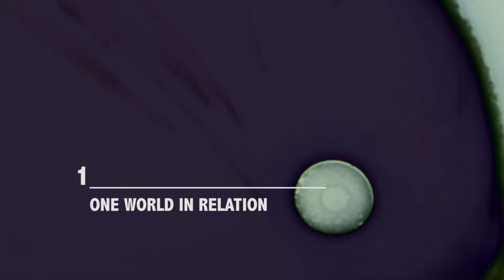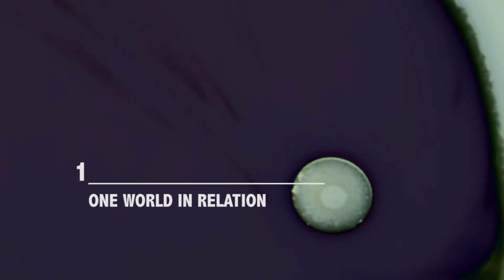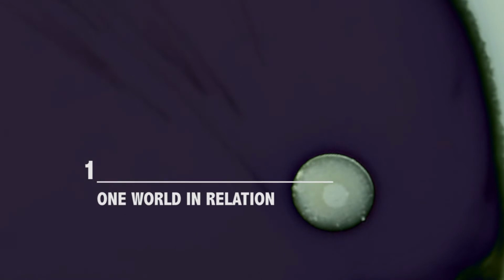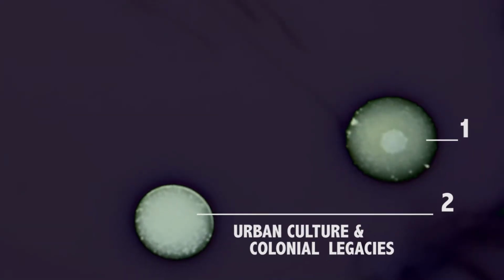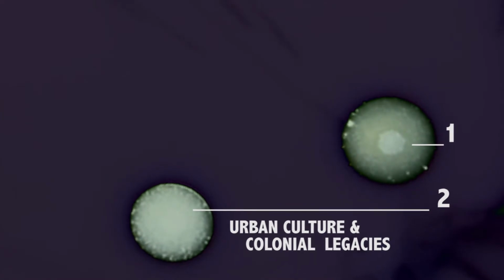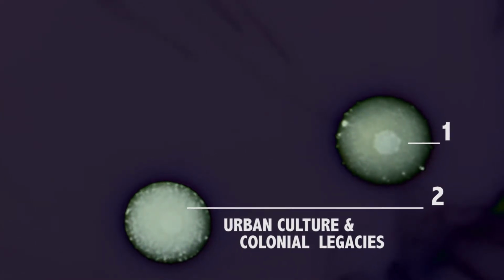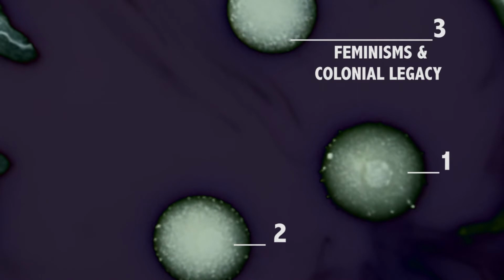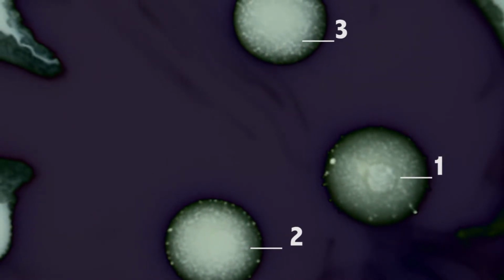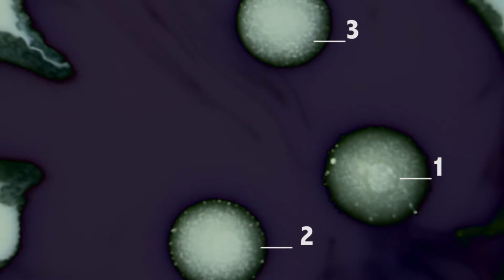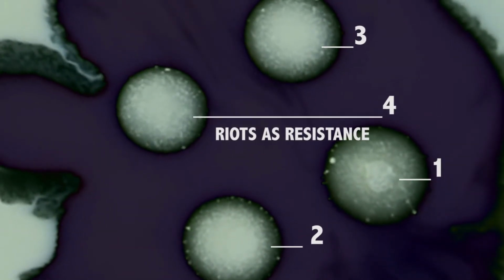The first chapter is dedicated to the topic One World in Relation, with the solo exhibition of Pascal Martin Tailloux in conversation with the public program. The second chapter will be on urban culture and colonial legacies. The third chapter will be on feminism and colonial legacy. And the closing chapter in 2018 will be on riots as resistance.